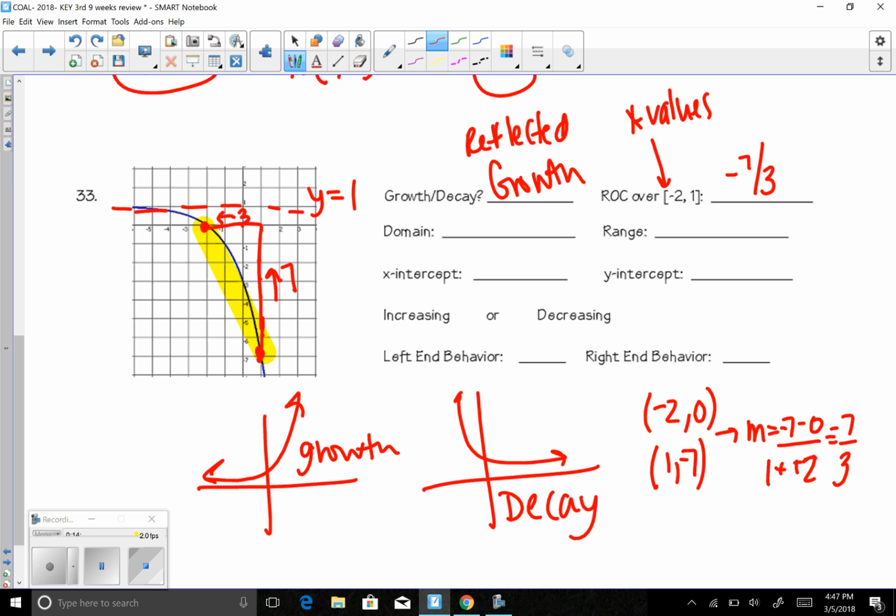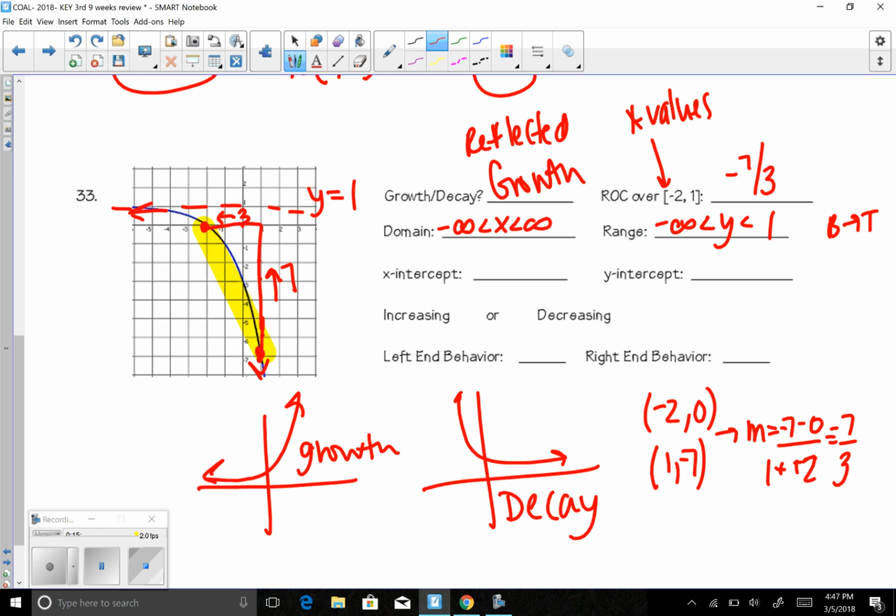-7/3. Your domain, so these graphs never stop from left to right. They're always going to be -infinity to infinity. Your range, remember, is bottom to top. So if you come down here at the bottom, this graph never stops. You can never find the bottom. Down there's negative infinity, and it's going up to 1.